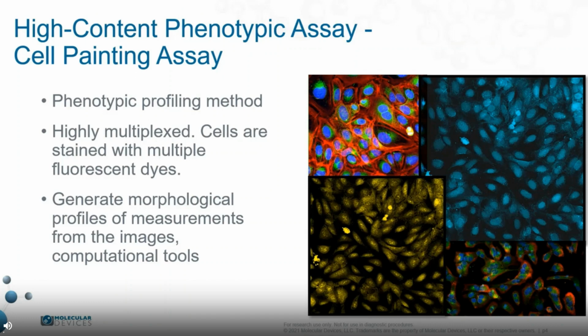And so to do this, the assay is therefore highly multiplexed. Cells are stained with multiple fluorescent dyes. And for cell painting, you would do that with up to 6 fluorescent dyes to label various compartments in the cell. The images are then used to generate an information-rich morphological profile which characterizes each cell.